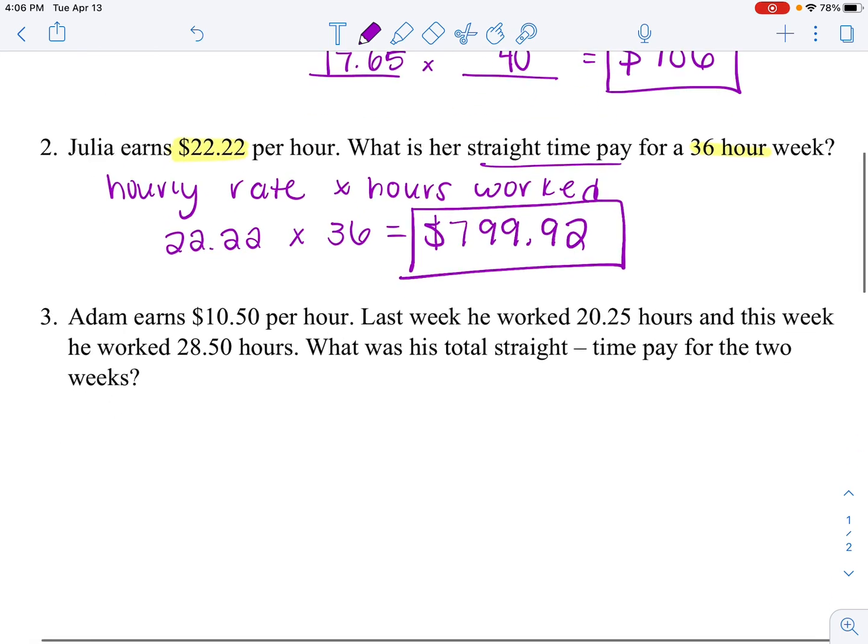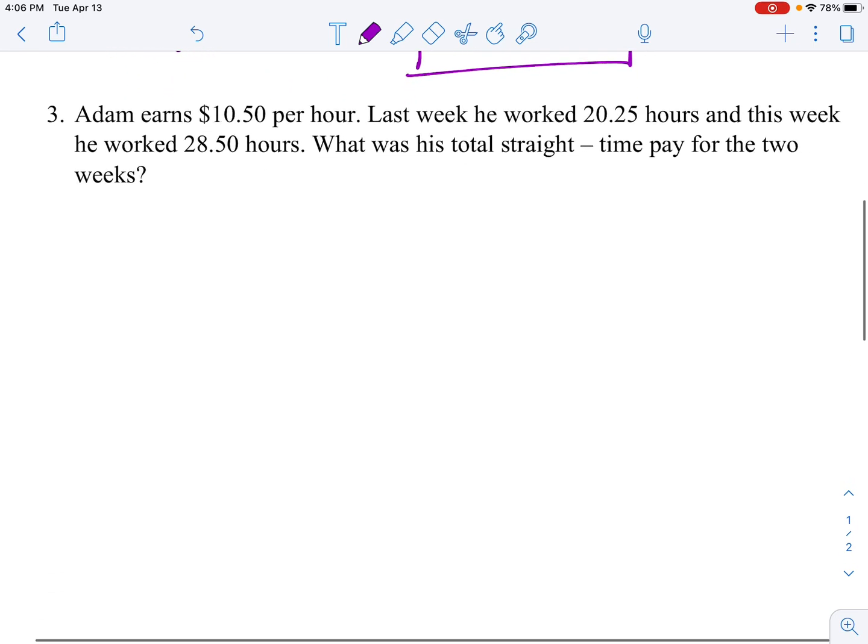Okay? All right, well, let's go to our last one. So here it says Adam earns $10.50 per hour. Last week he worked 20.25 hours, and this week he worked 28.50 hours.